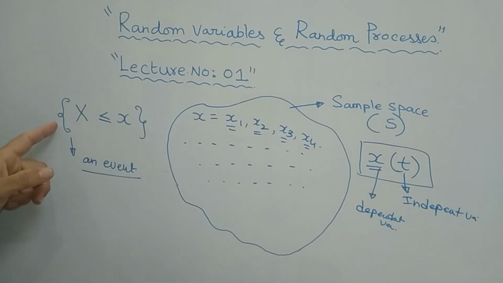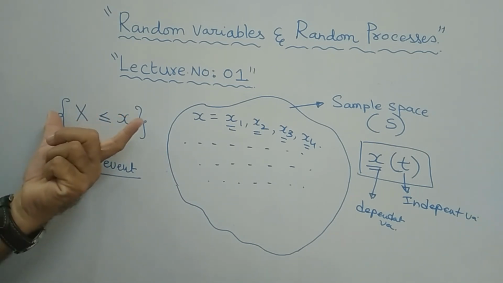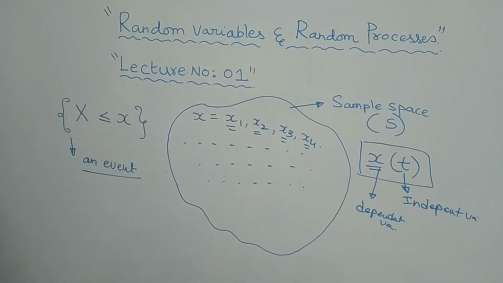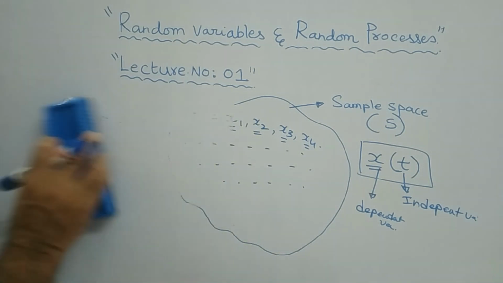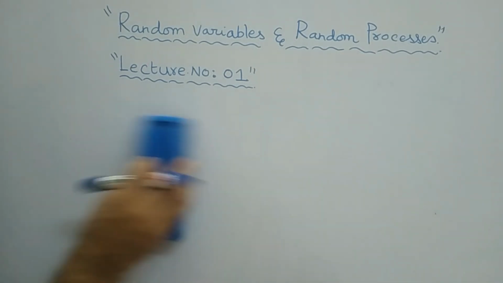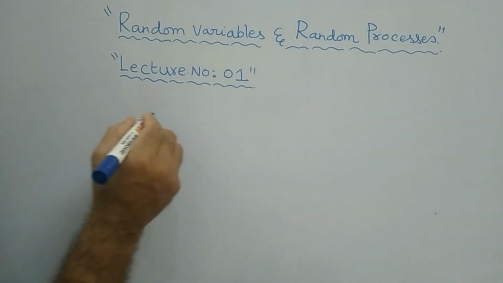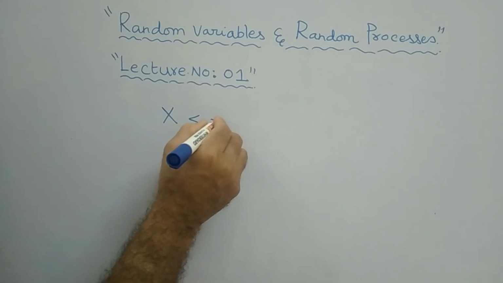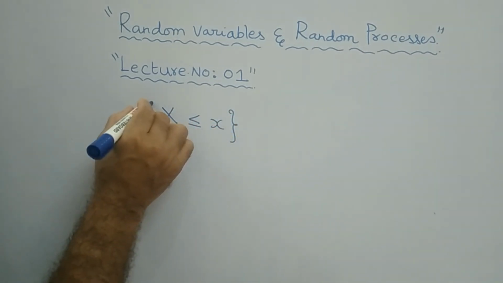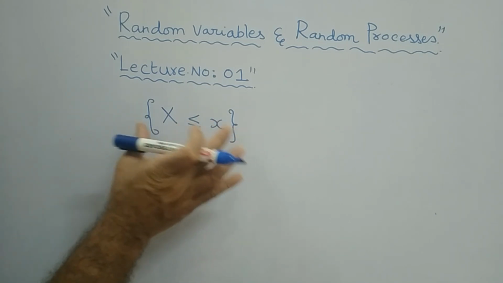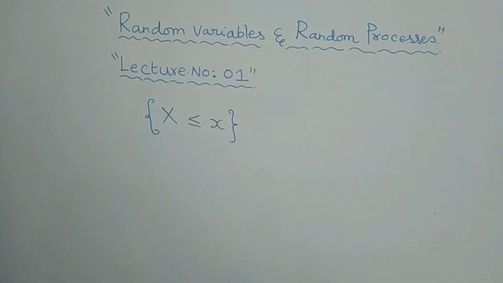The bracket capital X is less than or equal to small x. If you write like this, it is called an event, right? I think you understood. Now I can explain a little bit further. I have defined what an event on the sample space is. You simply remember capital X is less than or equal to small x, put in brackets like this. This I am calling an event, and it is nothing but a function.